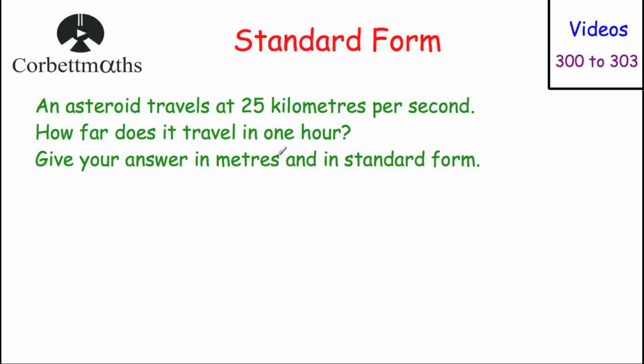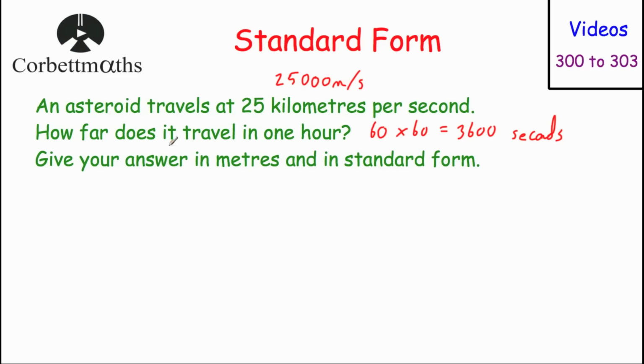Now, because we've been asked to give our answer in meters, let's change this 25 kilometers into meters. So that would be 25,000 meters, because there's 1,000 meters in a kilometer. So it's traveling at 25,000 meters per second. And we're asked to find out how far it travels in 1 hour. So let's work out how many seconds are in 1 hour. So there's 60 seconds in a minute, and then there's 60 minutes in an hour. So if we do 60 times 60, that's equal to 3,600. So there's 3,600 seconds in 1 hour.